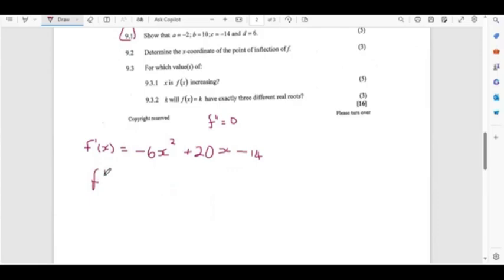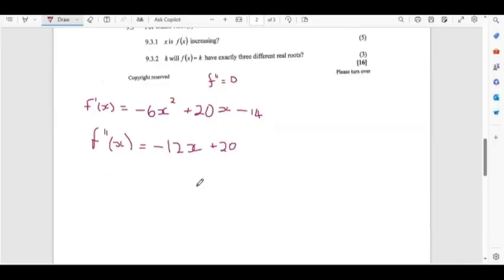Now, we need to derive this first derivative to find the second derivative. And after finding the second derivative, we need to equate it to 0, right? So, 2 multiplied by minus 6 is going to be minus 12x. That's deriving that. It's going to be minus 12x, and this is going to be plus 20. And the derivative of minus 14 is going to be 0. And remember, we need to take this second derivative and equate it to 0. So basically, minus 12x plus 20, we need to equate it to 0.